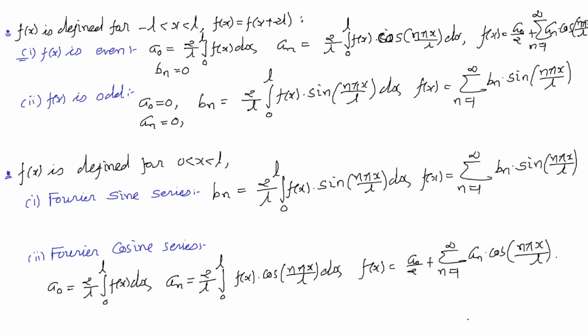If you take a screenshot of this page, then you can easily refer to the Fourier series for when f of x is an even function or an odd function: Fourier sine series, Fourier cosine series. Right. Okay. Let us discuss one example.